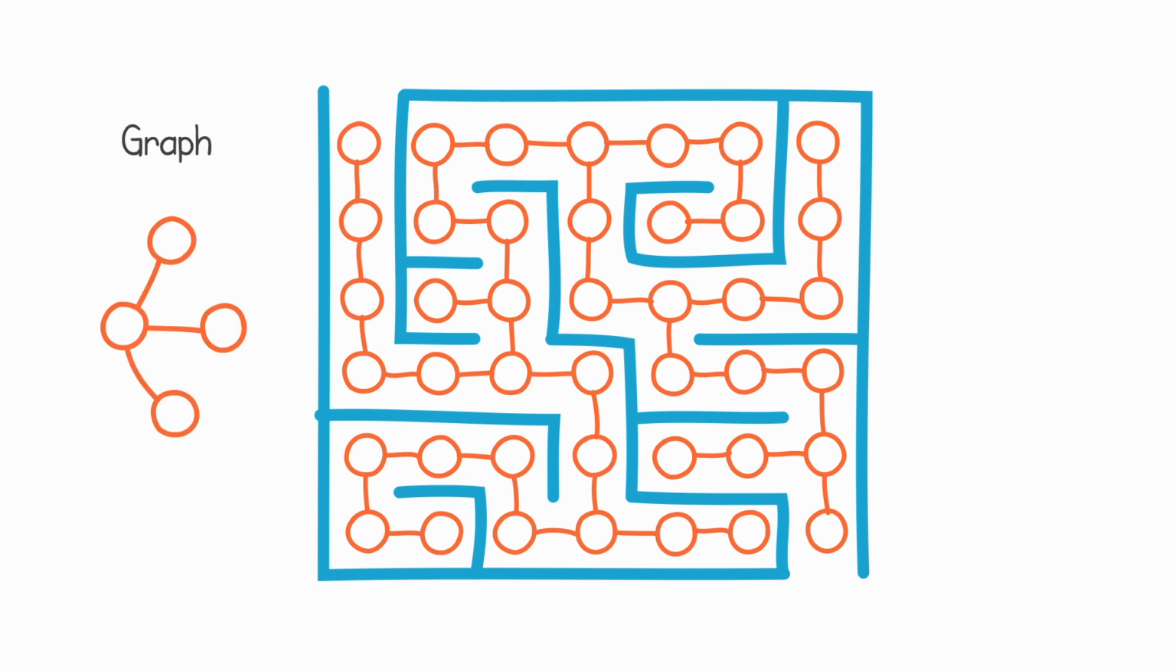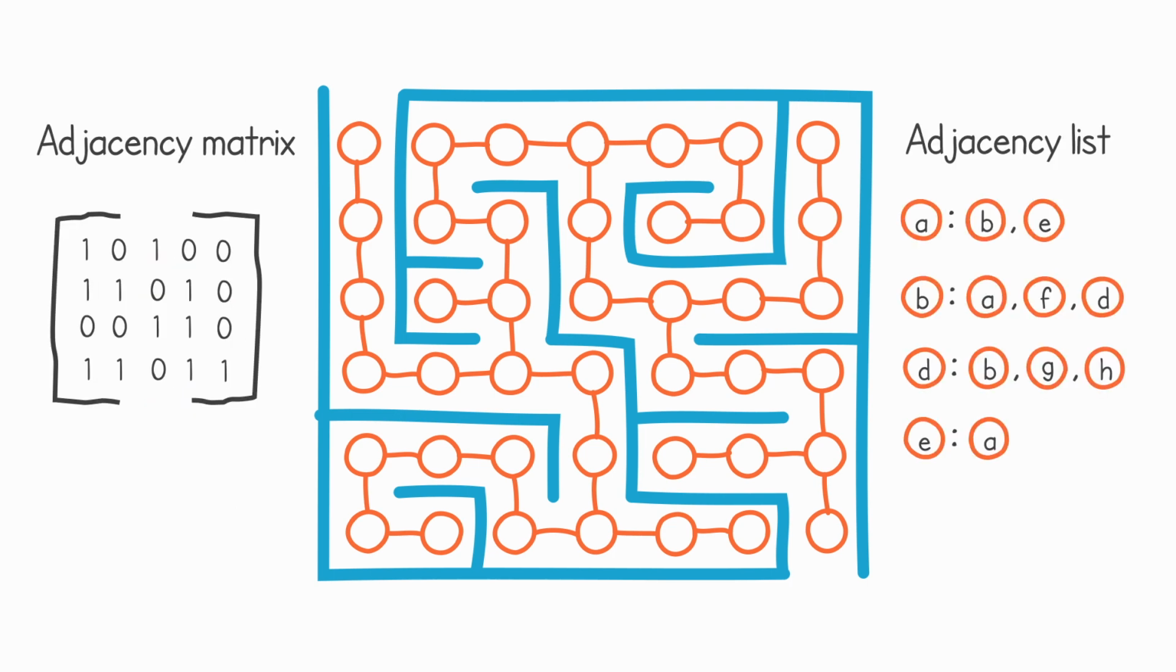A graph is a data structure that contains nodes which are connected together by edges. And actually, in our graph, to represent a maze, a node can have a maximum of 4 neighbors, 4 connections coming out of each node. To represent a graph data structure, we can use either an adjacency list or an adjacency matrix.